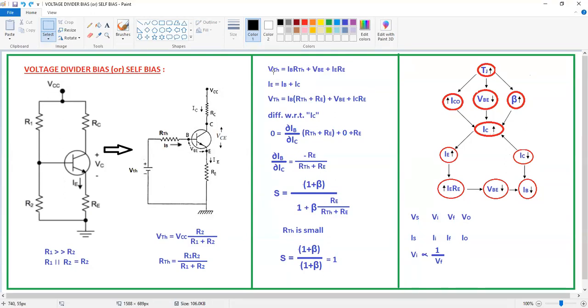Is it clear to everyone? Here simply I am writing IB plus IC, that means IB RE plus IC RE. It will become IB RE plus IC RE. Okay, I am taking the common of IB. It will become IB into (RTH plus RE) plus VBE plus IC into RE.